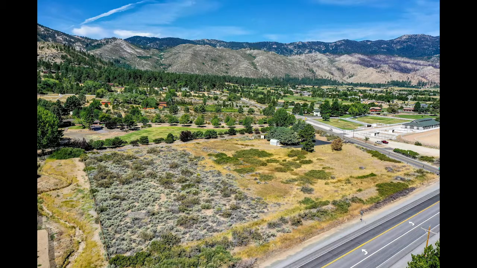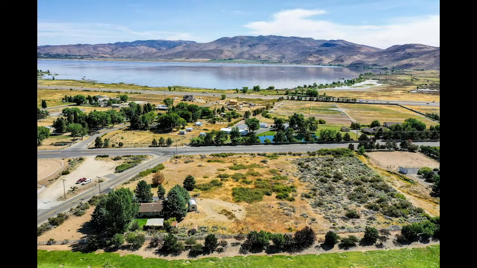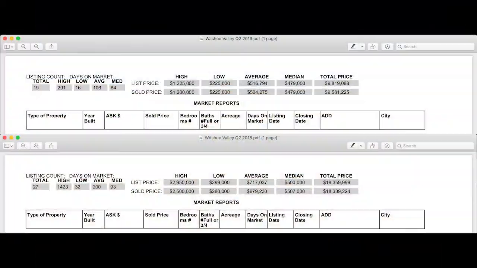However, since these homes have a lot more acreage, and some are nestled in the mountains with incredible lake views, the median prices are higher than the Reno average. Median in 2019 did drop about 5% from 2018, yet $479,000 is still a reasonable median given the seclusion of some of these homes.